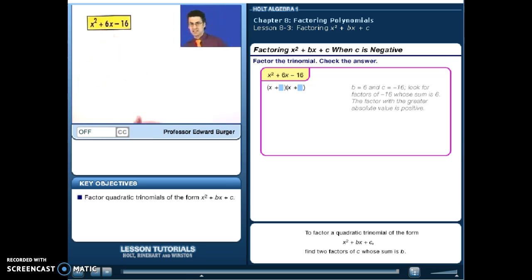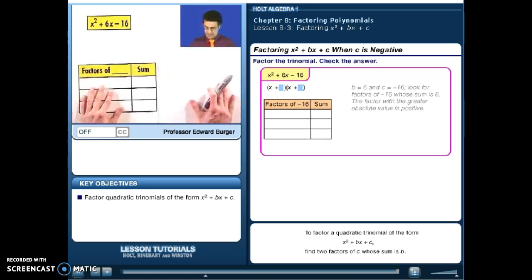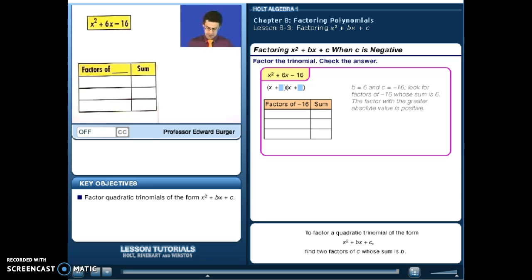So actually, I'm beginning to see lots and lots of structure as we try to find out the right factors. I want factors now of negative 16. So one's going to be negative and one's going to be positive. Let's try negative 1 times 16. That's product is negative 16. What about their sum?